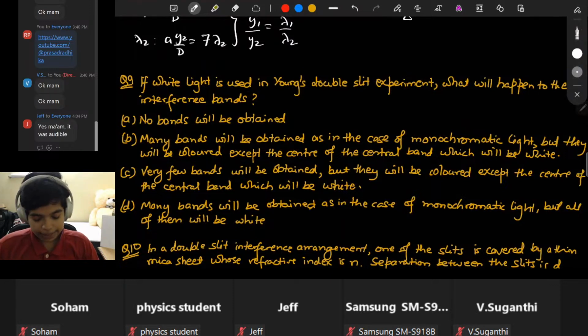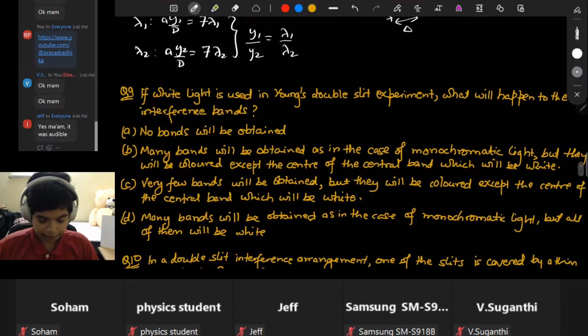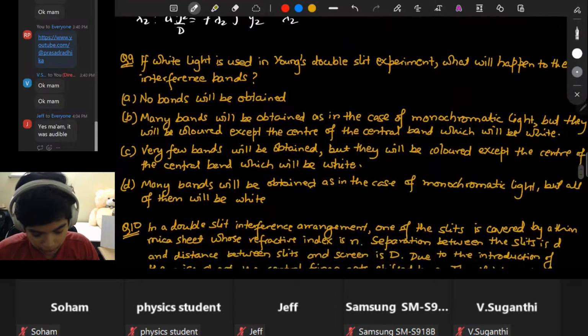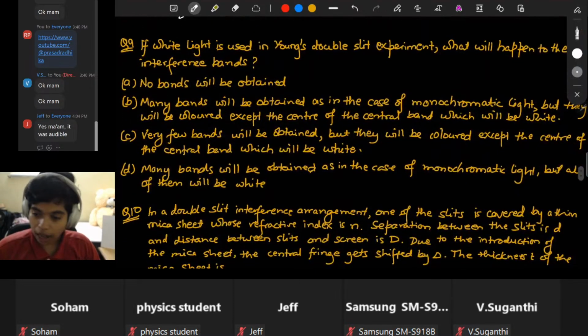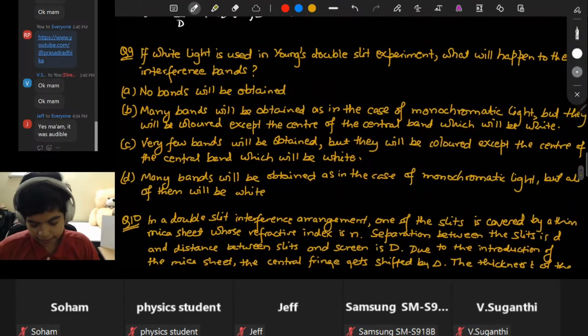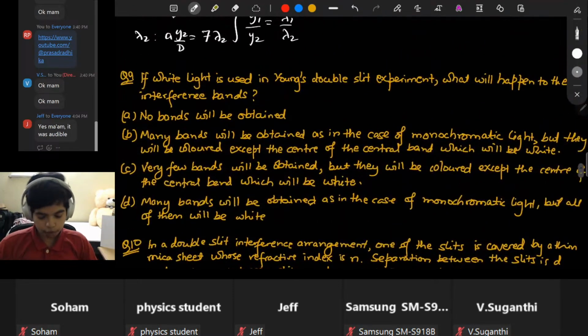Or option C is very few bands will be obtained, but they will be colored except the central band which will be white. The last option is many bands will be obtained as in the case of monochromatic light, but all of them will be white. So I will relaunch the poll.